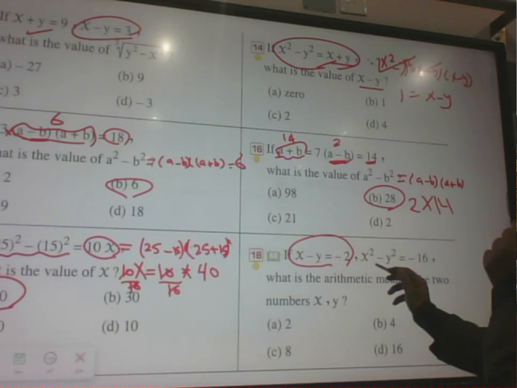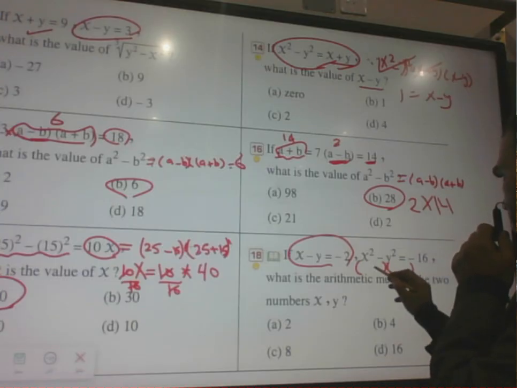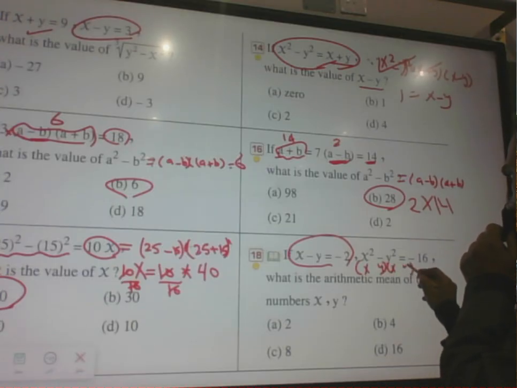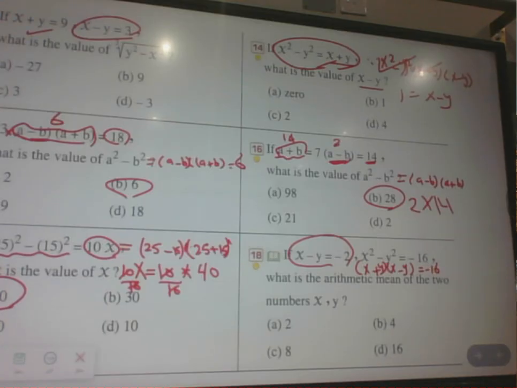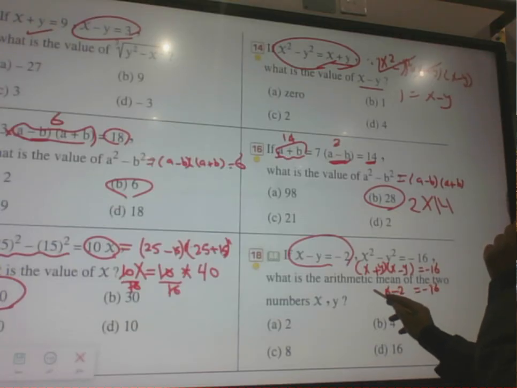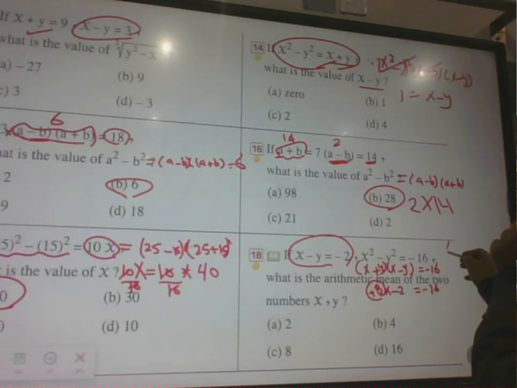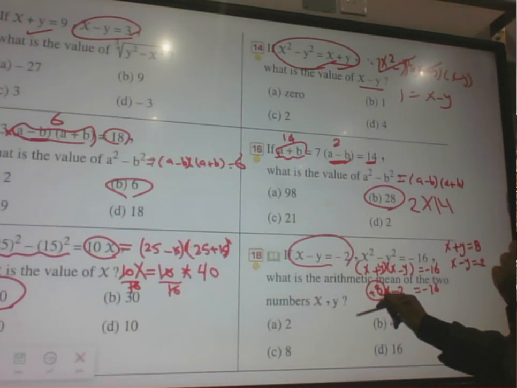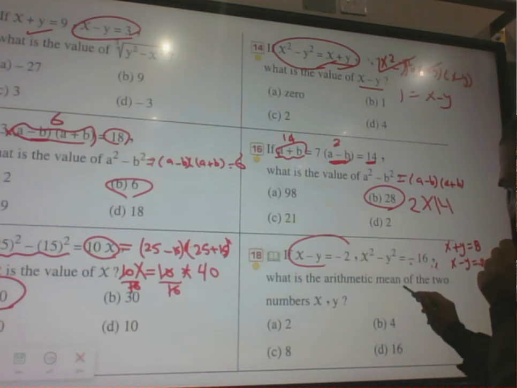Okay, factorize again. x by x and y by y, negative and positive, equal negative 16. Now, the value of x minus y is negative 2. Negative 2 times what equals negative 16? Negative 2 times negative 8? No, times positive 8. Then x plus y equals 8. And we also have x minus y is negative 2. But he wants to find the arithmetic mean.